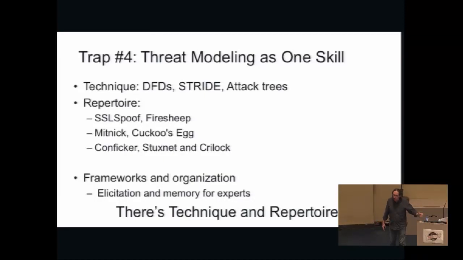So trap number four is to think about threat modeling as a single skill. Do you understand how to threat model? There's different sub-skills within that. Drawing a great diagram, which really helps people see what's likely to go wrong, is a skill in and of itself. Remembering, understanding what spoofing attacks are likely, what tampering attacks are likely, how to draw an attack tree. Each of these is a separate skill.